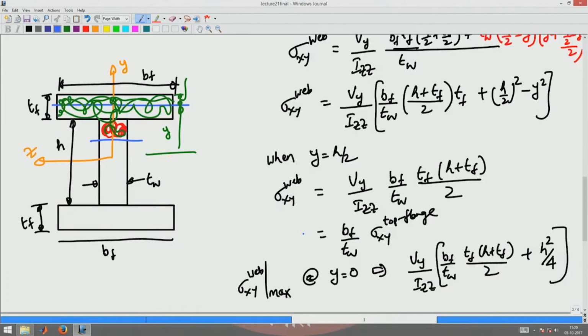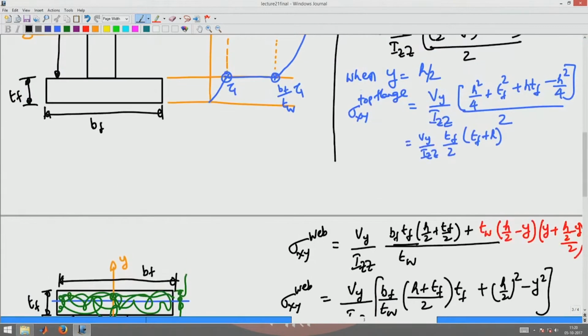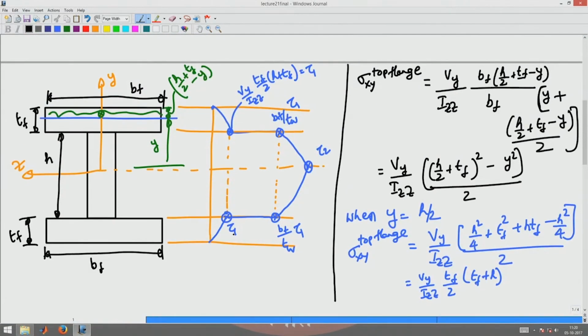Okay. Now, go back to the web and find what is the sigma xy of web at y equal to minus h by 2. You will find that it will be same as this one was, it will be Bf by Tw into sigma xy of top flange. Okay. Now, for the bottom flange you have to do the same thing as we did for the top flange, except that y is negative here. So, you will get a similar expression for the bottom flange also for sigma xy.